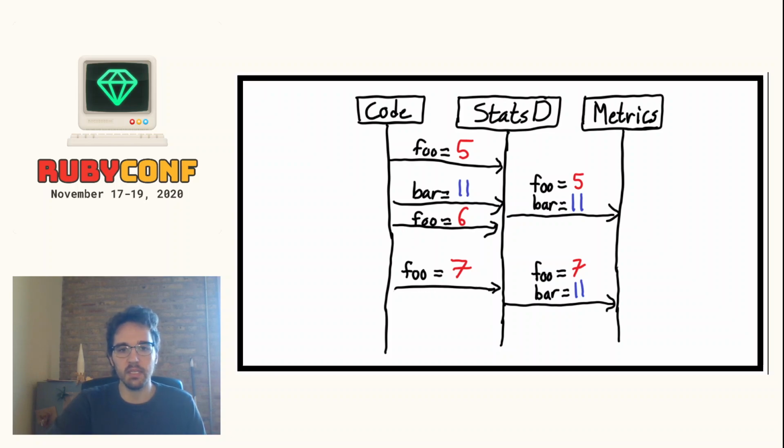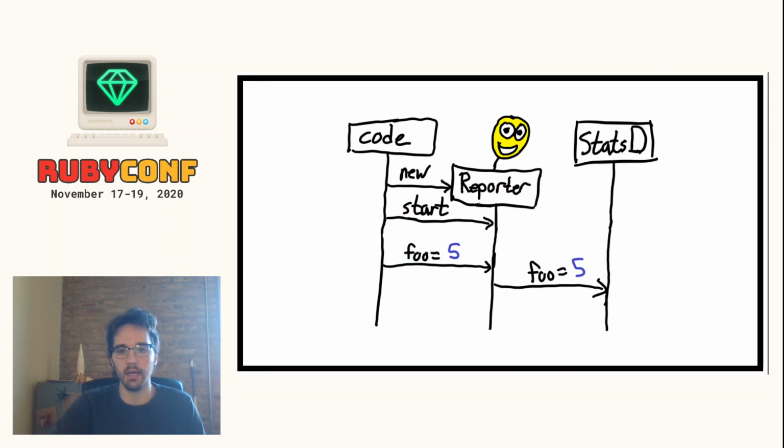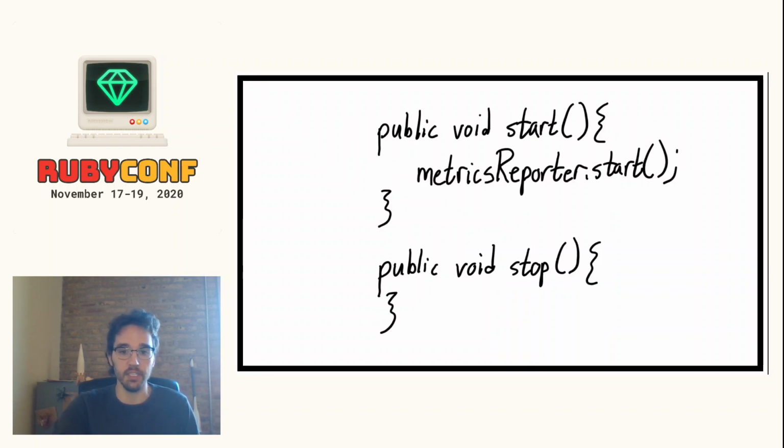So the way that we did this in our code was we instantiated an object of type reporter. Here we have a nice happy reporter. We instantiate it, we call start on it, and then we write our data to that whenever we feel like. And then the reporter at its cadence, which doesn't have to match statsd's cadence, writes foo equals 5 to statsd. The code that accomplishes this is devilishly simple.